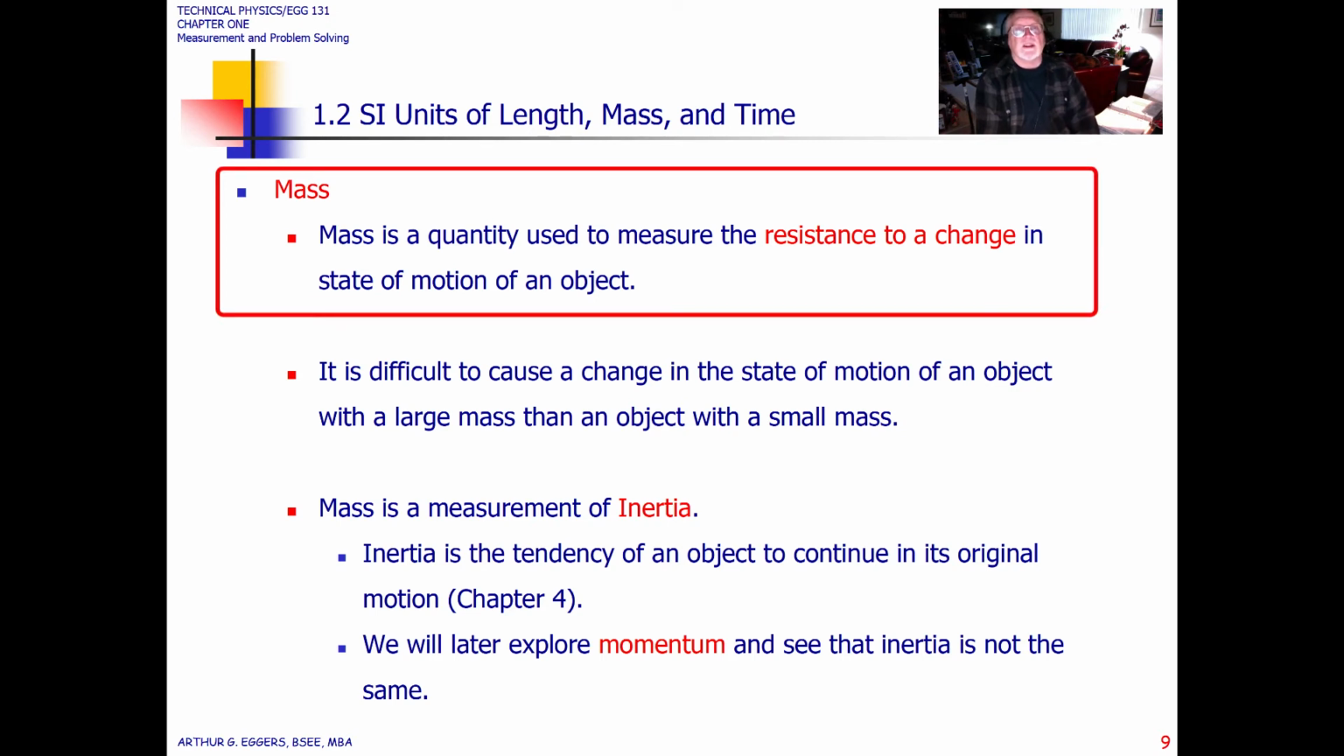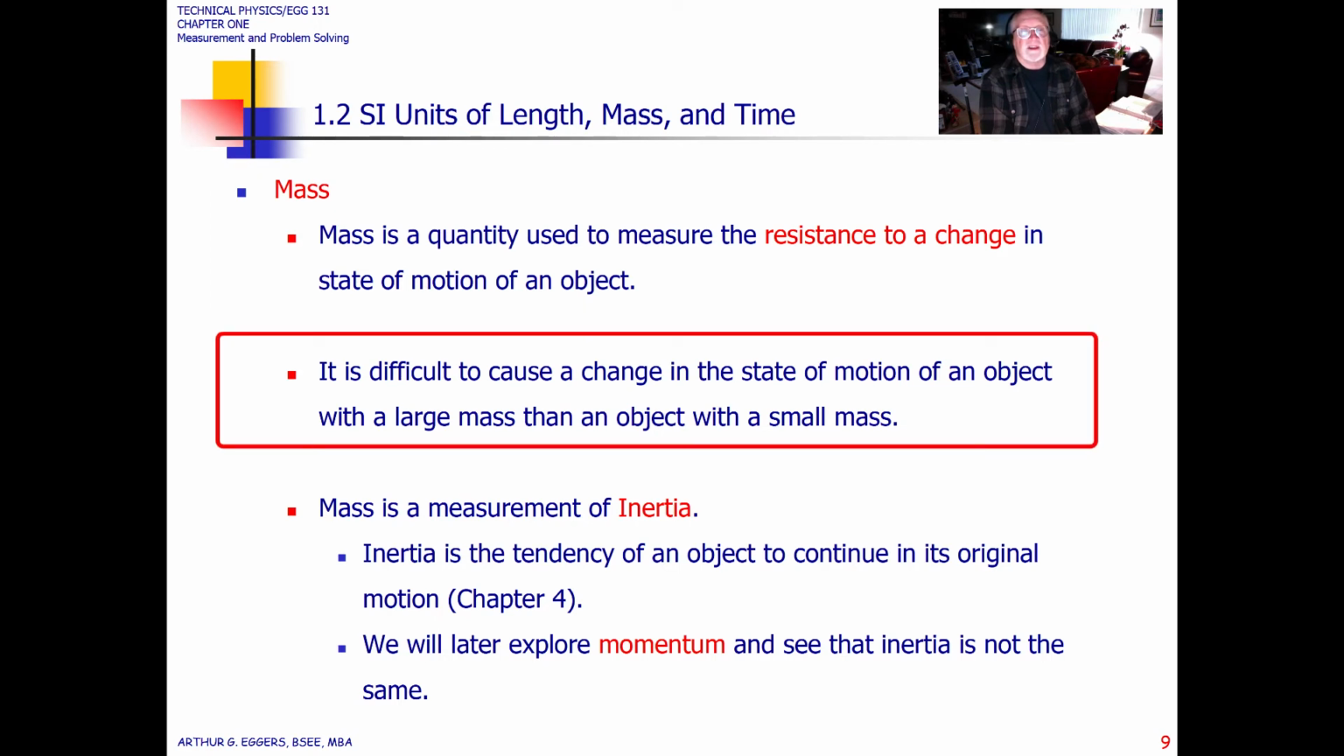Mass then is a quantity used to measure the resistance to a change in a state of motion of an object. It's more difficult to cause a change of state of motion of an object with a large mass than it is with a small mass. So think in terms of a huge boulder or a ping pong ball. A huge boulder has so much mass that it's very difficult to change its state of motion. If it's at rest, trying to get it to move is difficult. If it's moving, getting it to stop is equally as difficult.